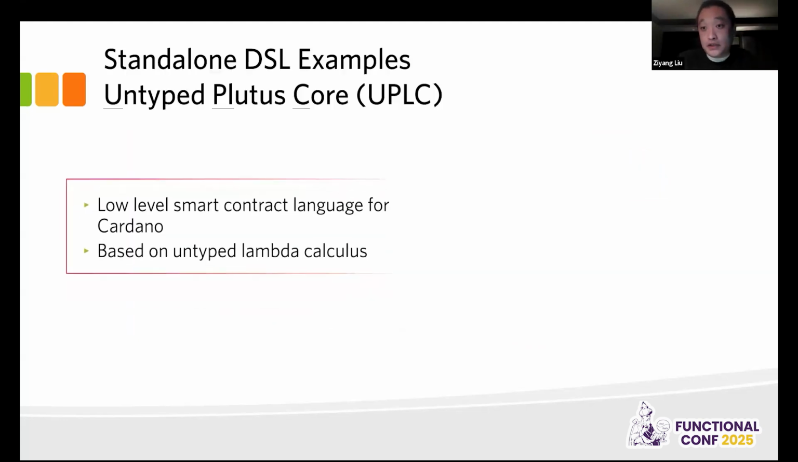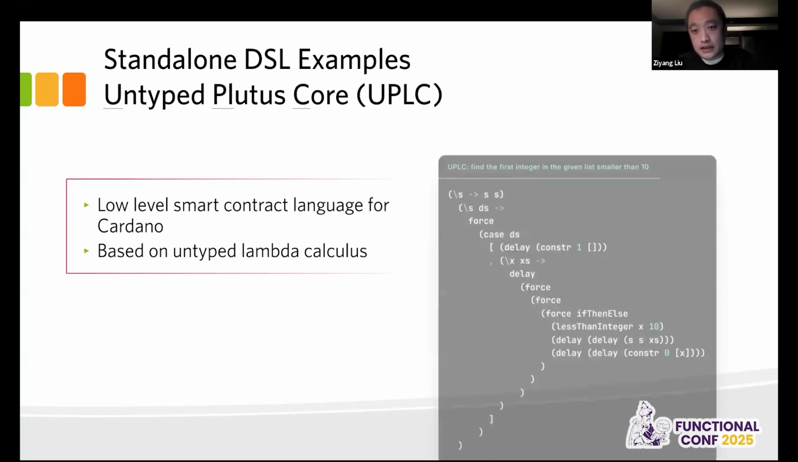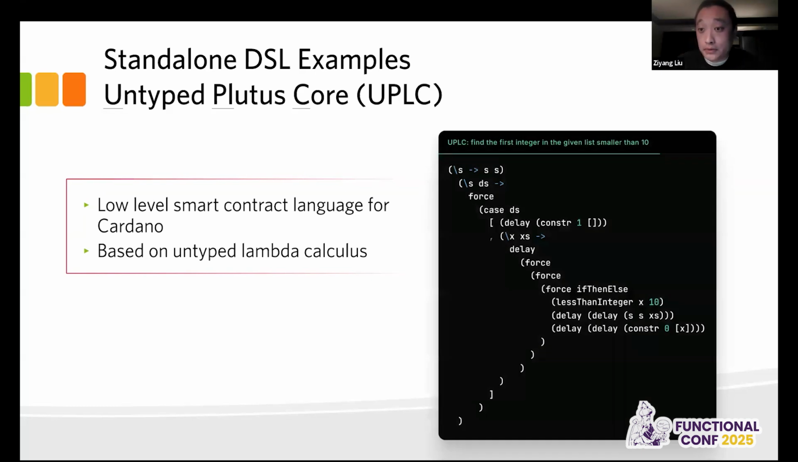Okay, now let me go ahead and show you some examples of standalone DSLs. The first example I have is a language called Untyped Plutus Core, UPLC. This is a language developed by my team at my current job, and it is a low-level smart contract language for Cardano, based on untyped lambda calculus. So here is an example UPLC program. You don't need to understand the program because it's a low-level language. It's not supposed to be easily understandable.